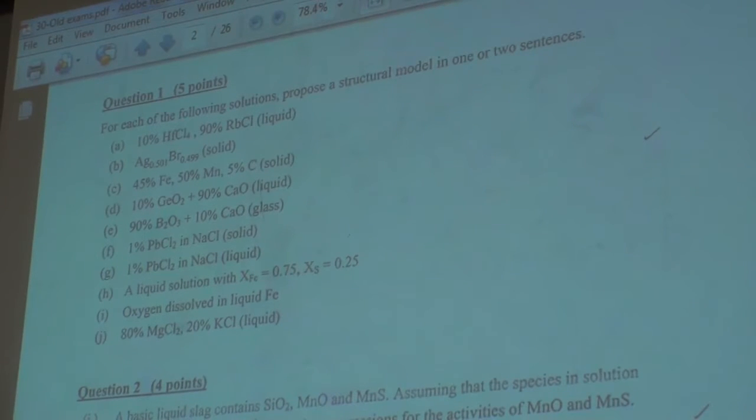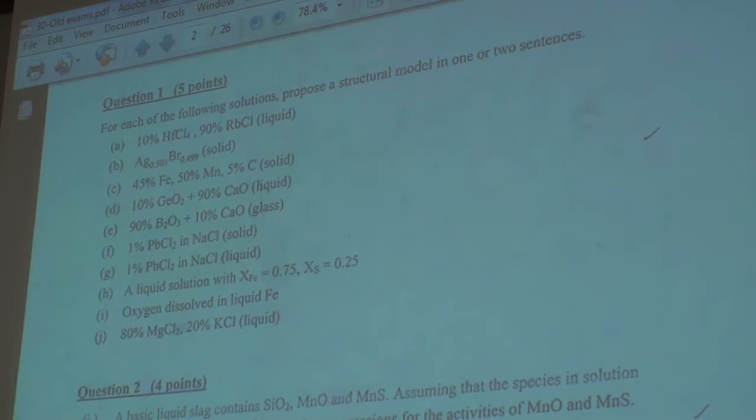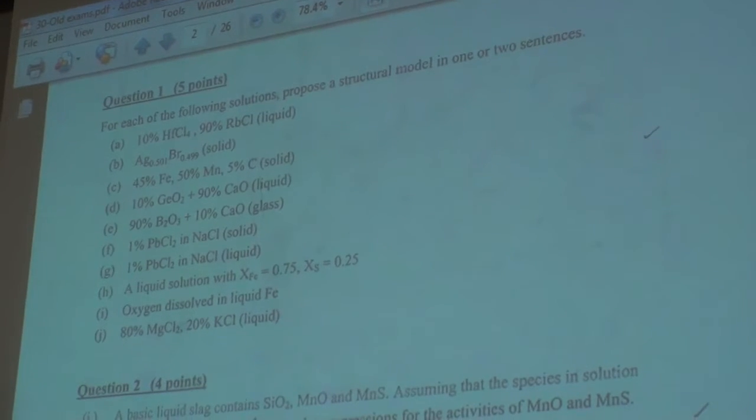Okay, got hafnium tetrachloride. Hafnium, by the way, is in the same group of the periodic table as zirconium, and rubidium chloride, which is an alkali chloride, and you got more rubidium chloride. So how would you model? What model would we propose for that solution? Use our nice formalism here. How would you do that?